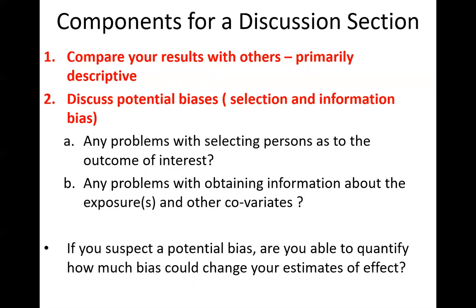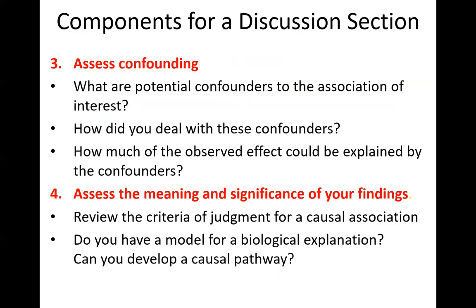So first you have to compare your result to others, and this is primarily descriptive. Discuss potential biases, as I said, so I'm not going to repeat it. And as you are discussing the potential biases, you have to reflect on how such a bias would change your estimate. So is it inflating the estimate, or is it pushing the estimate to the null? That's why you didn't get any statistical association. So how are those limitations or biases working?